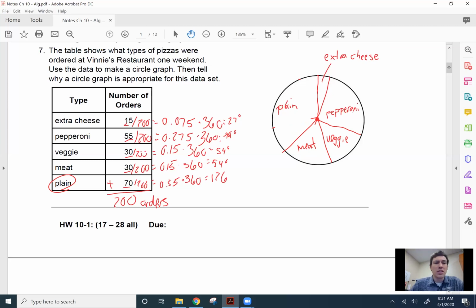And then it asks why a circle graph is appropriate for this data. Well, if we have all these total orders here, it's really nice to be able to just look at one chart and see the majority, the biggest chunk, was plain. And then pepperoni was second. These two were equal. And then we can look right away and see extra cheese, not a whole lot was ordered. Just by looking right at this graph, we can see right away what pizzas were ordered most frequently and which ones were ordered least frequently. That's what makes this a great use for a pie chart.